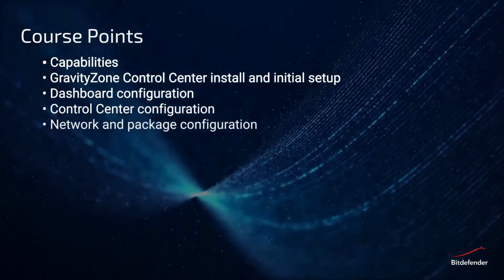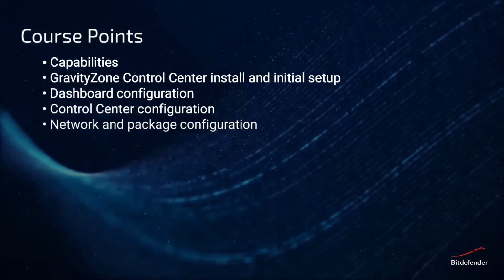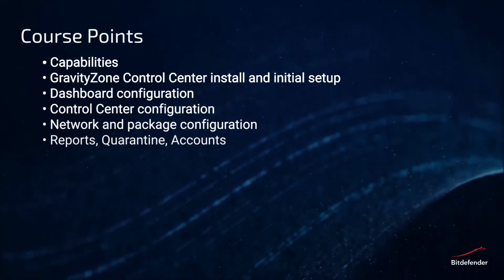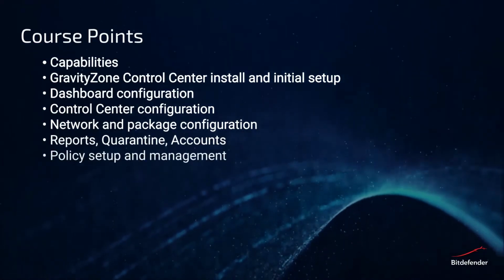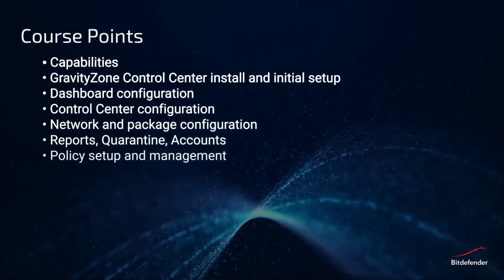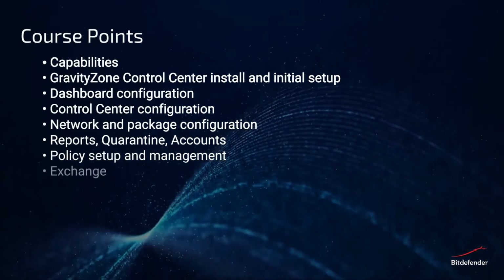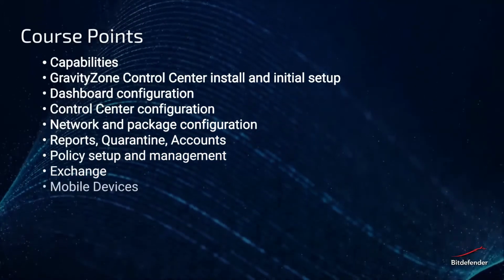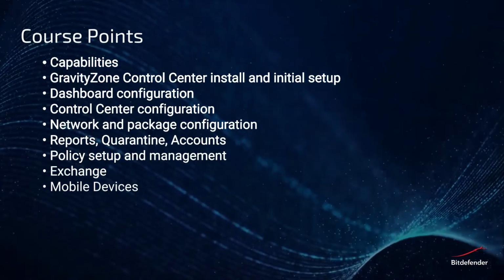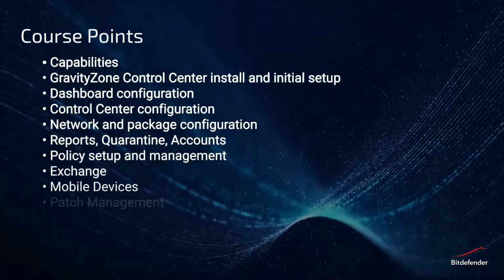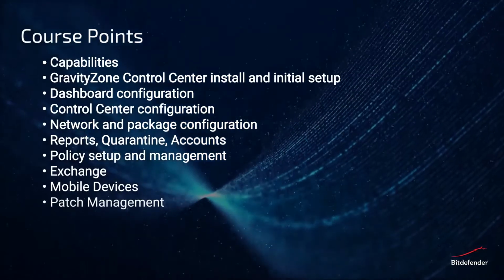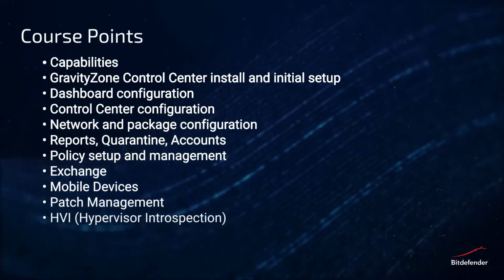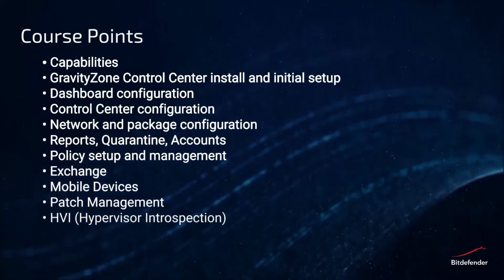Network and package configuration. In this chapter you will learn how to configure the relay and security server. Reports, meaning report builder, quarantine, and accounts. Policy setup and management. Here we will talk about application control, device control, and encryption. Exchange. This chapter focuses on the security of Microsoft Exchange. Mobile devices. Here we will present you mobile devices vulnerabilities and ways to counter them. Patch management. This is Gravity Zone's optimized solution to the management of patches throughout the network. And HVI. Everything about raw memory introspection, directly at the hypervisor level.